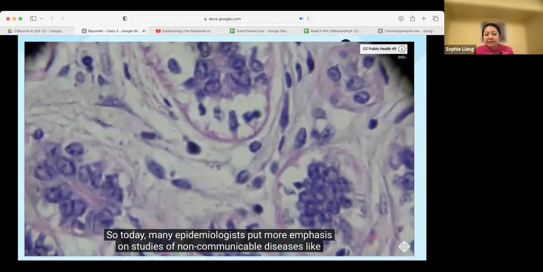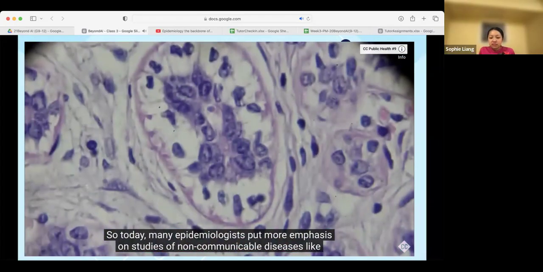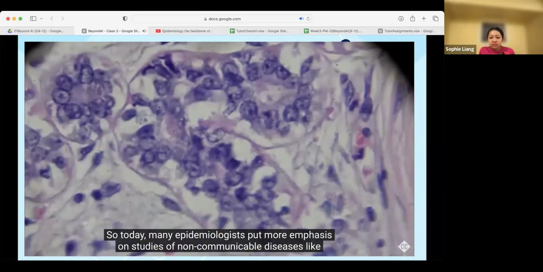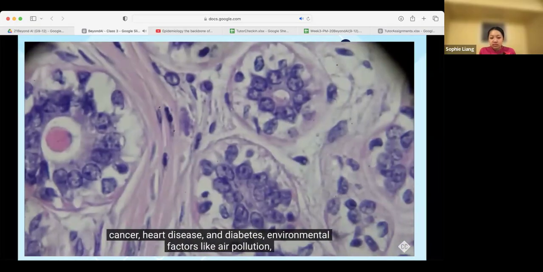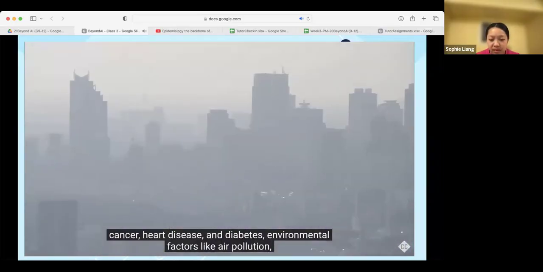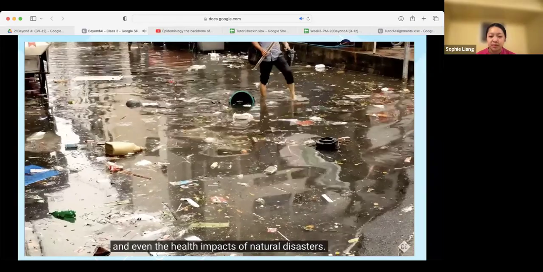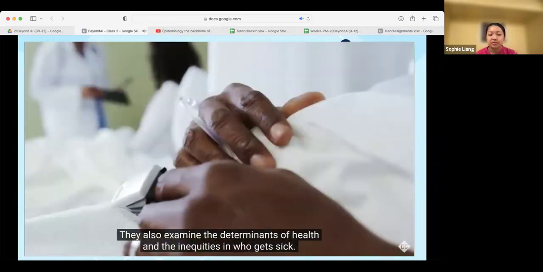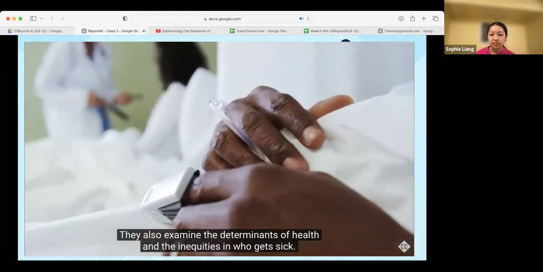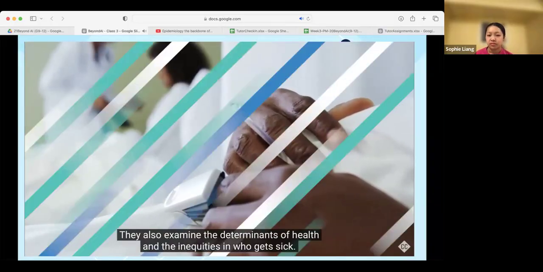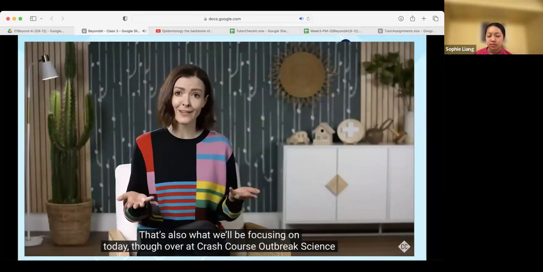So today, many epidemiologists put more emphasis on studies of non-communicable diseases like cancer, heart disease, and diabetes, environmental factors like air pollution, and even the health impacts of natural disasters. They also examine the determinants of health and the inequities in who gets sick. That's also what we'll be focusing on today.